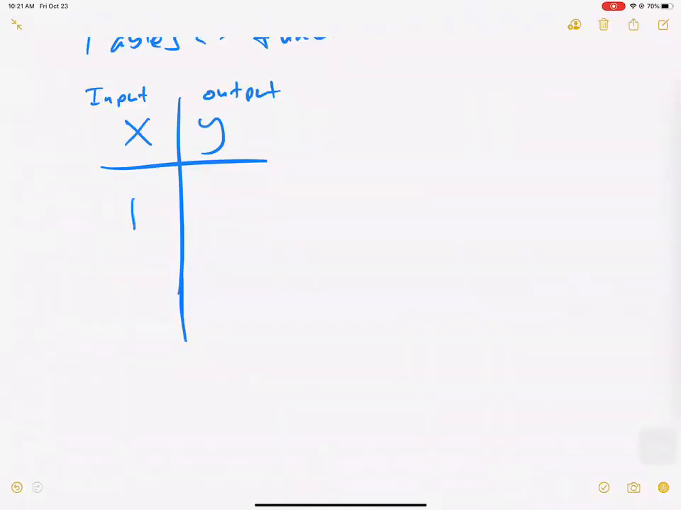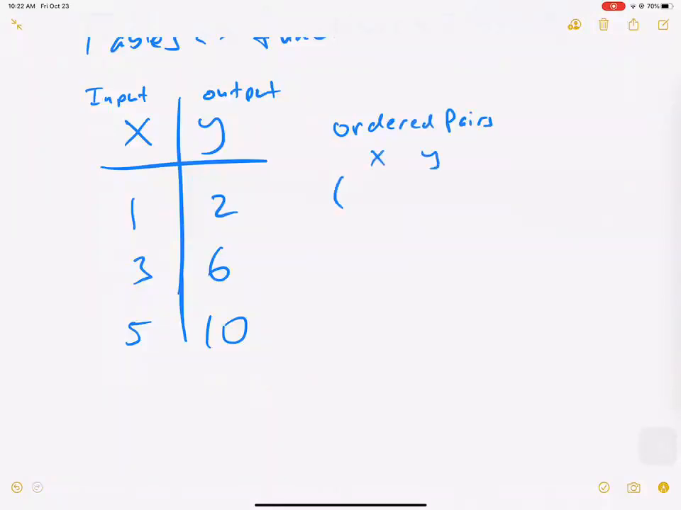If I give you some values, 1, 2, 3, 6, and 5, 10, these can be represented by what we call ordered pairs. When X is 1, Y is 2. That's what the table said. When X is 3, Y is 6. Again, that's what the table said. And X is 5, Y is 10. And these are just points.